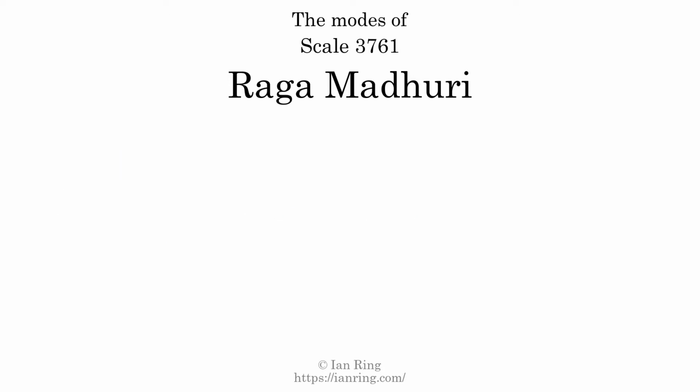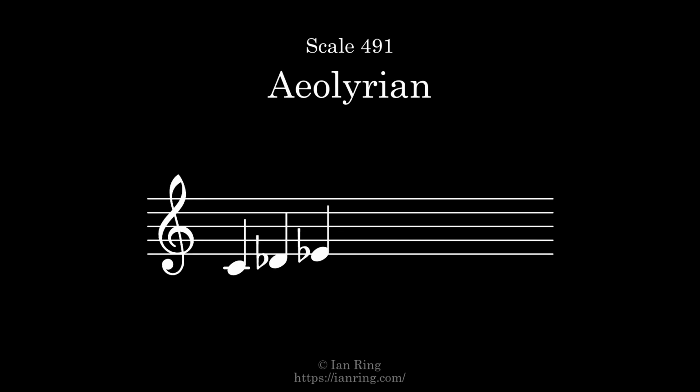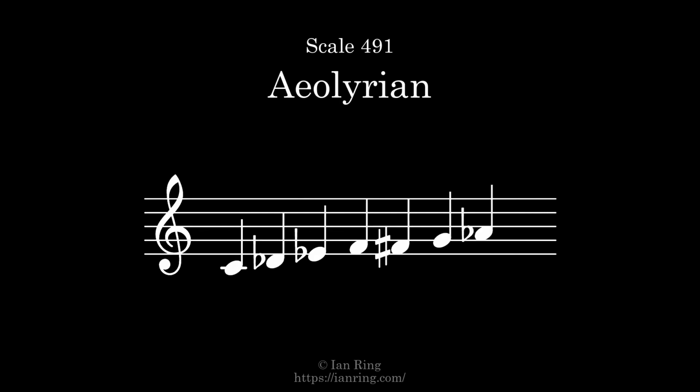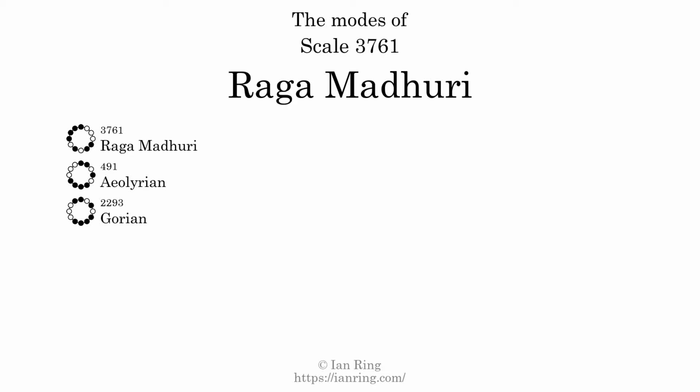This scale has 7 modes. The first mode is itself. The second mode is scale 491, also known as Eulerian. It sounds like this. The third mode is scale 2293, also known as Gorian. It sounds like this.